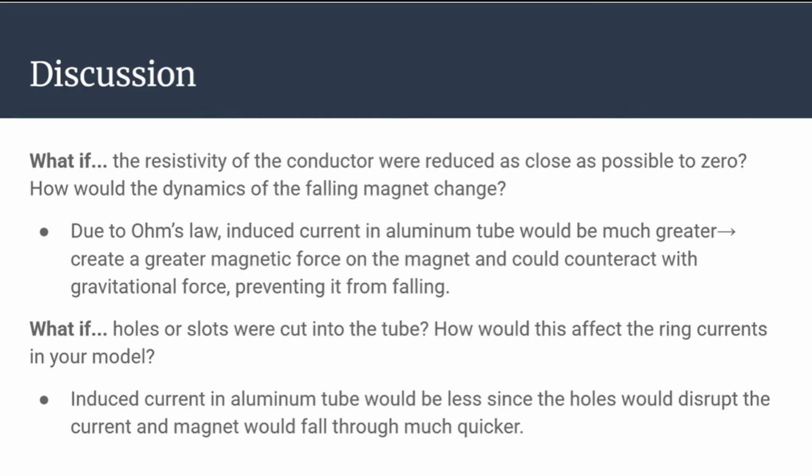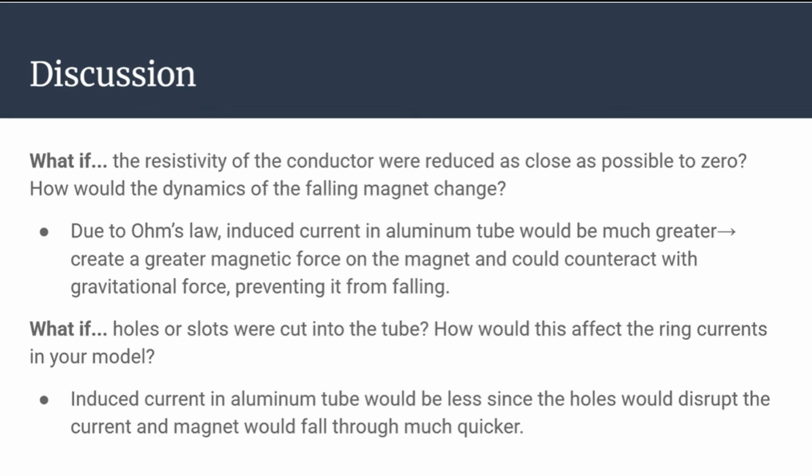What if the resistivity of the conductor were reduced as close as possible to zero? How would the dynamics of the falling magnet change? So basically, due to Ohm's law, induced current in an aluminum tube would be much greater, creating a greater magnetic force on the magnet that could counteract the gravitational force, which prevents it from falling.